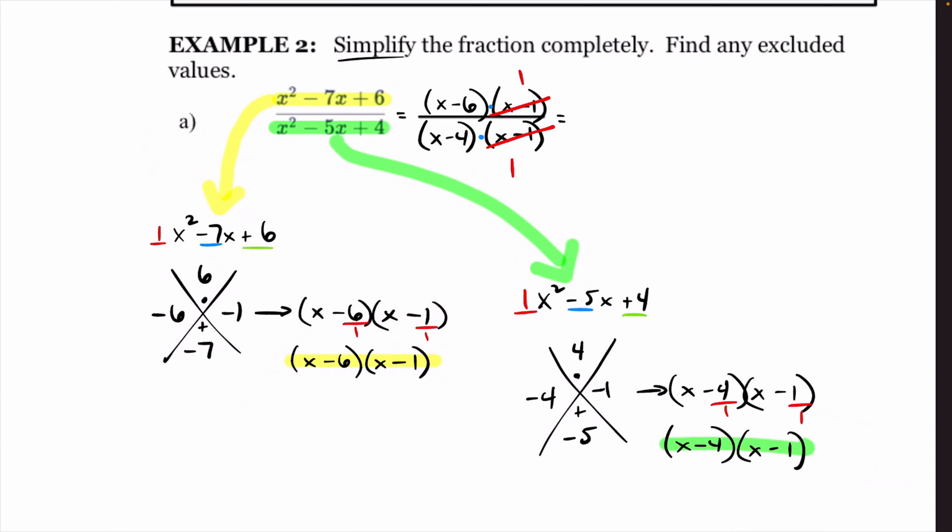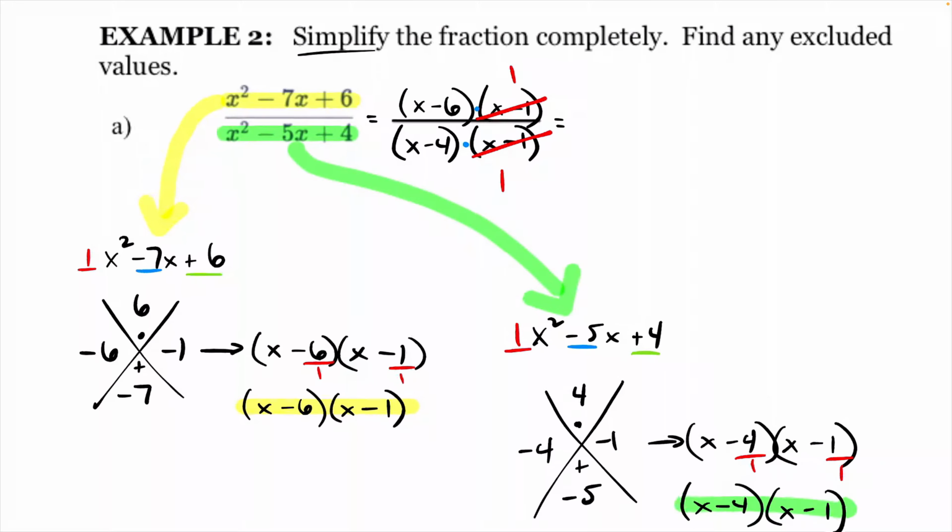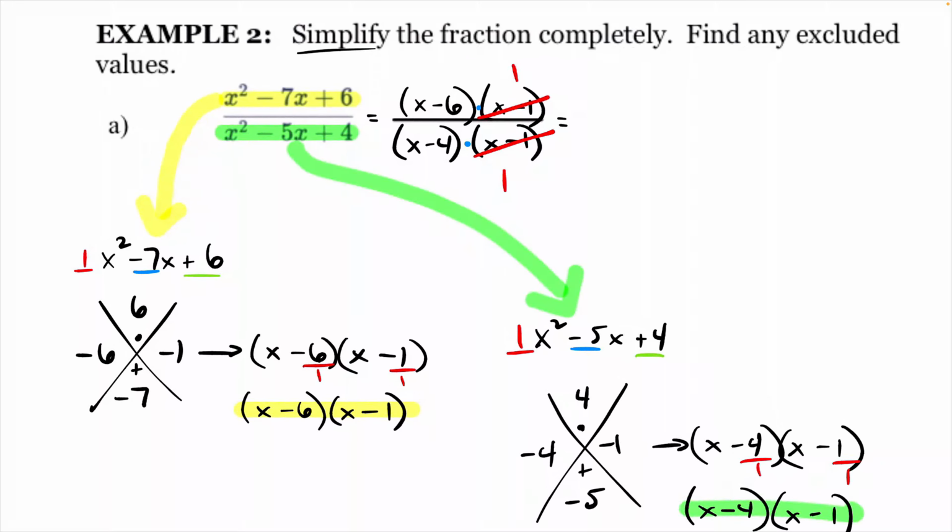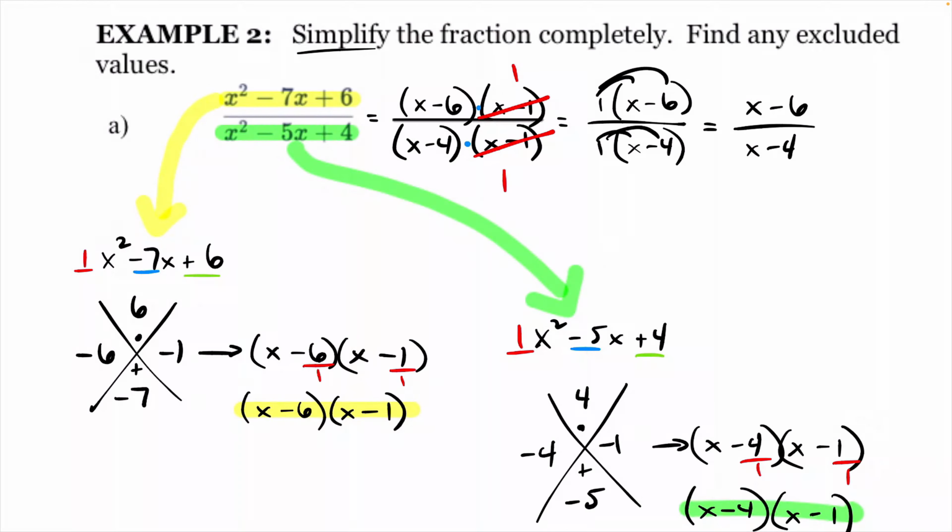Now, x minus 6 and x minus 4, those are close, but they stay because they're not exactly the same. So what do we have left? I have 1 times x minus 6, and I have 1 times x minus 4. Well, distribute. You get x minus 6 and x minus 4.